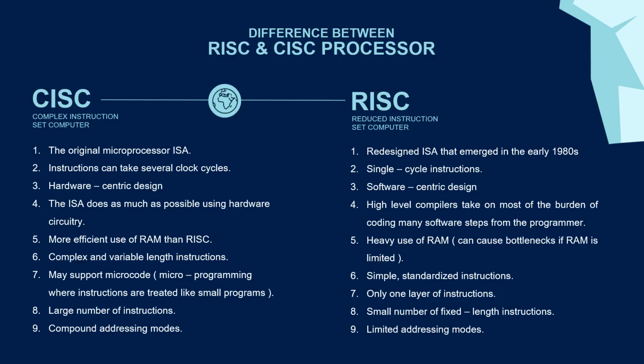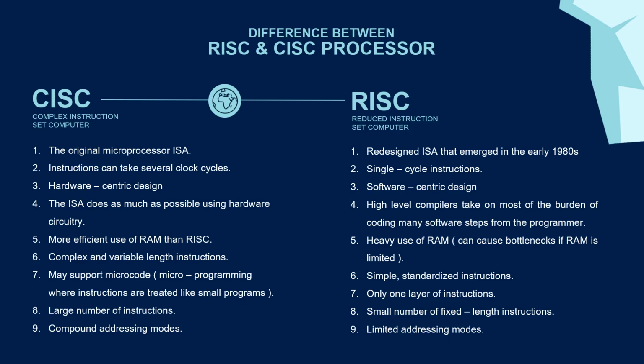In CISC, the original microprocessor is ISA. Instructions can take several clock cycles. Hardware-centric design. The ISA does as much as possible using hardware circuitry. More efficient reuse of RAM than RISC. Complex and variable length instructions may support microcode, microprogramming, where instructions are treated like small programs.